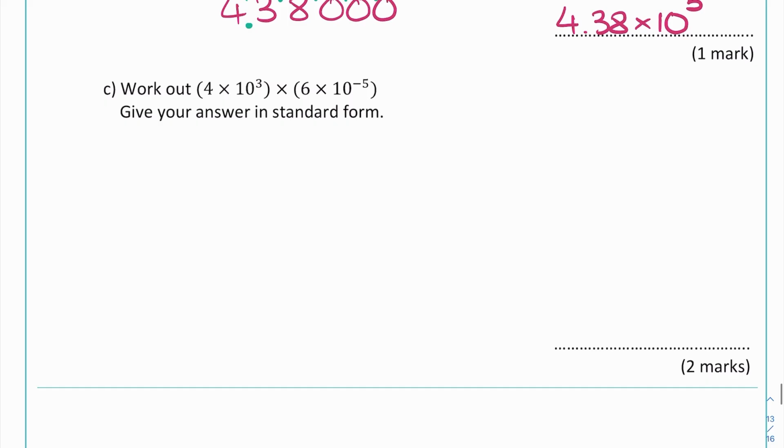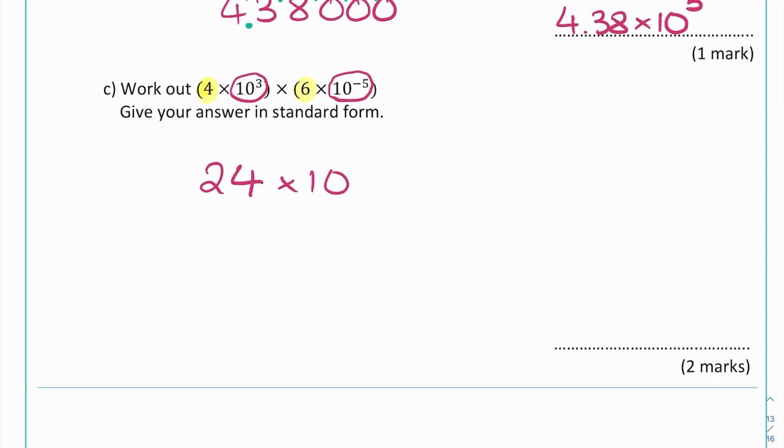Onto our calculations, work out 4 times 10 cubed times 6 times 10 to the minus 5 and give your answer in standard form. Well, numbers are always going to multiply numbers. You could write these out as ordinary numbers first, but it's a quick way. So if we multiply the starting number of both, 4 times 6, that's 24. And then we just take these powers of 10, and as we are multiplying, we can add the powers.